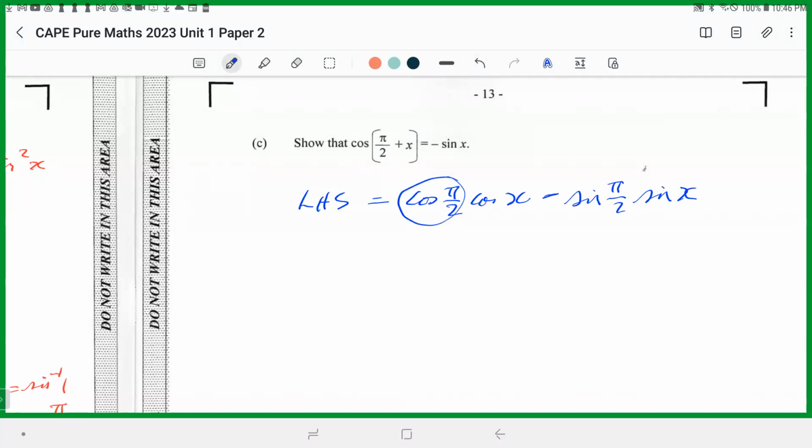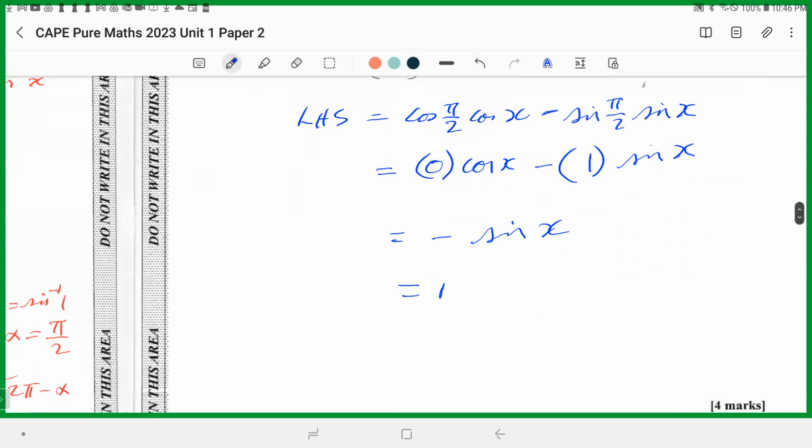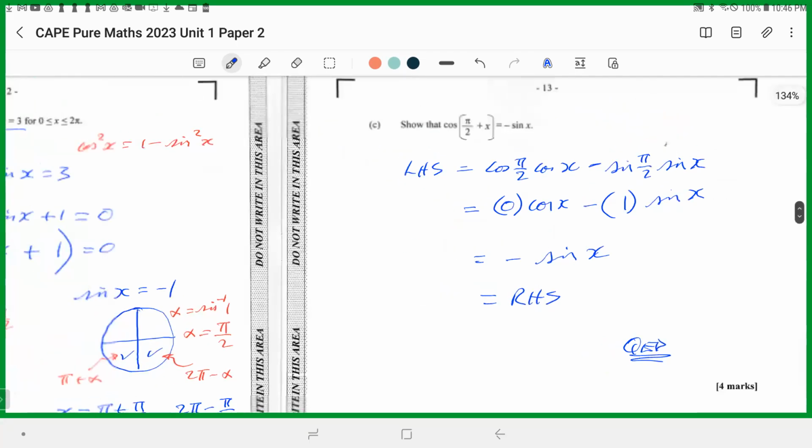But the cos of pi by 2 is 0. Cos of 90 degrees is 0. So it becomes 0 times cos x. Minus, this is 1. Sine of pi by 2 is 1 times sine x. This is 0. So you end up with minus sine x over here. That will show that is the right hand side. Quite easily done. That's it. 4 marks for that. Easy question.